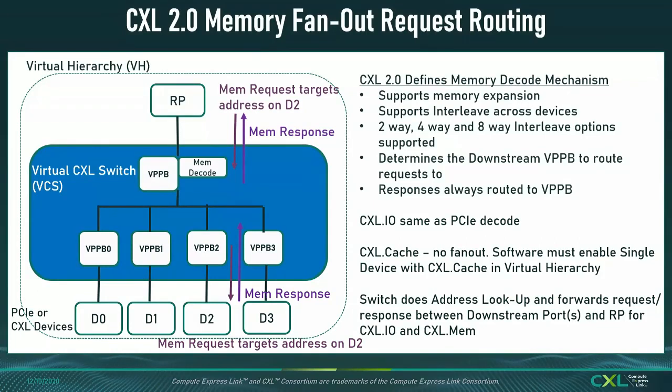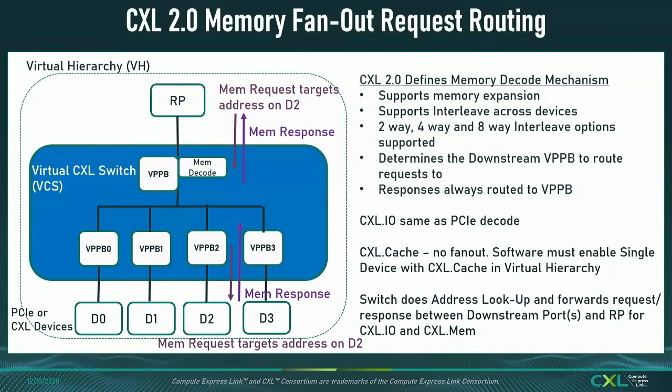And you get a request that comes in from the root port. The switch looks at it. This is a CXL.mem, and it says, this belongs to device D2. After doing that memory decode, it sends it to VPPB2, which goes to D2. And then D2 is going to give a response, and that's going to go back to the root port. CXL.io, for those accesses, is very similar to PCI decode. That's very well known. You've got all the BAR registers. You're going to do the mapping and then figure out which MMIO accesses go to which port.